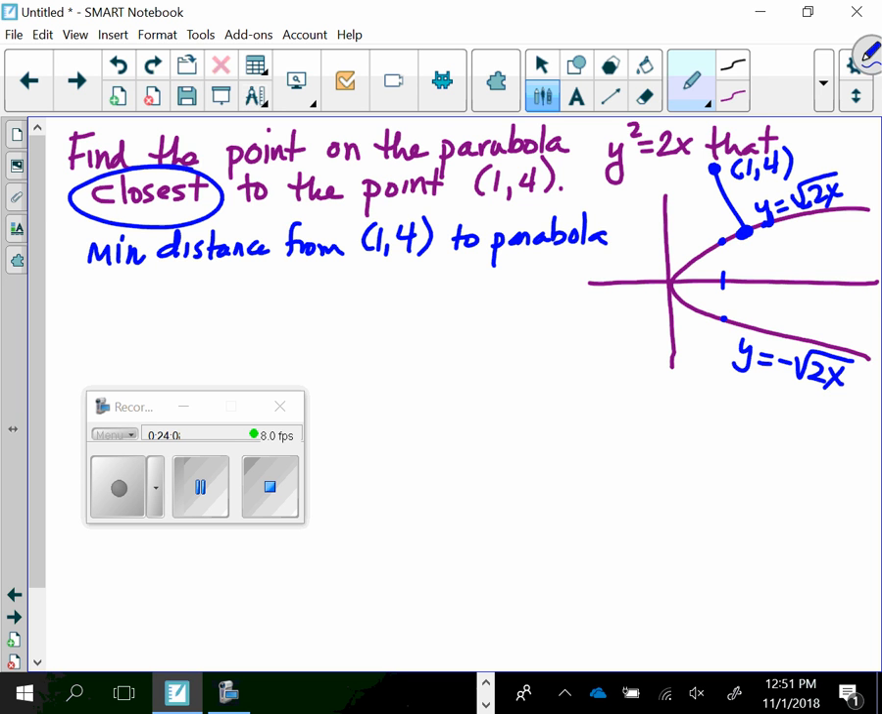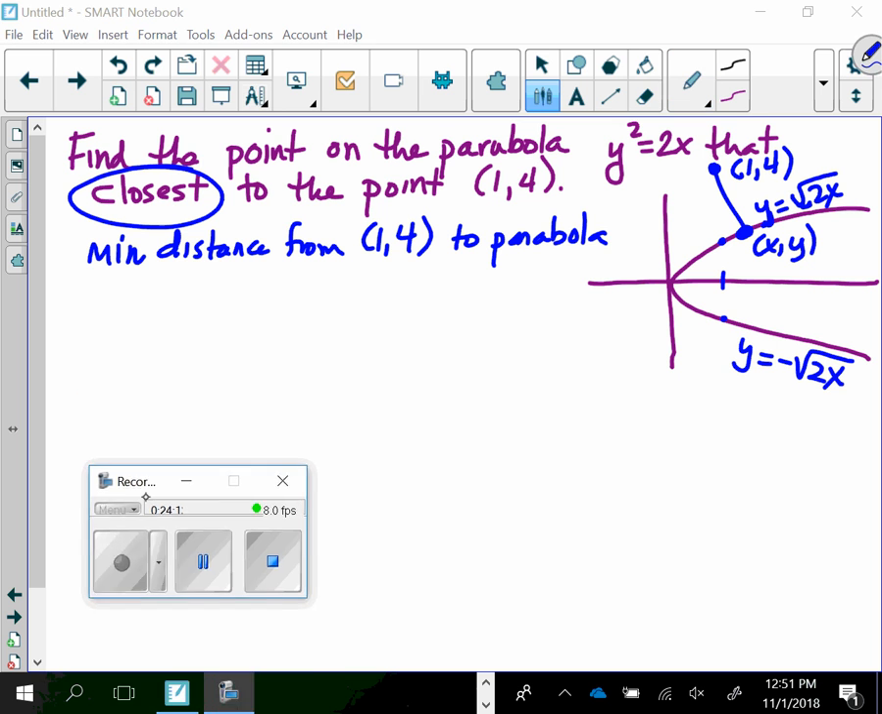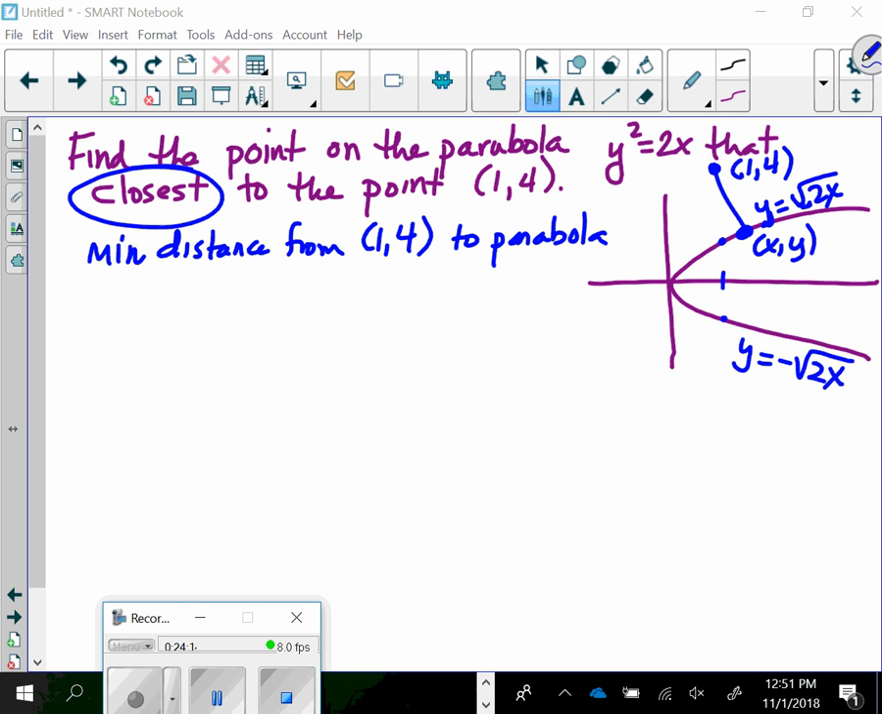I don't know what that is, but I do know it has an X and Y on it. And I know it's probably perpendicular at that point to the curve, because that's the shortest distance between 2 points. All right, so how do I find the distance between 1, 4 and X, Y?